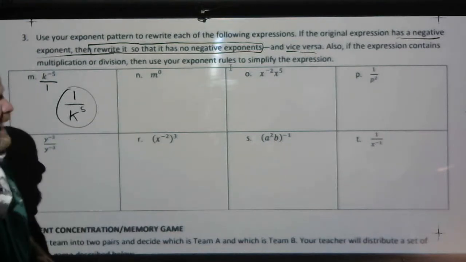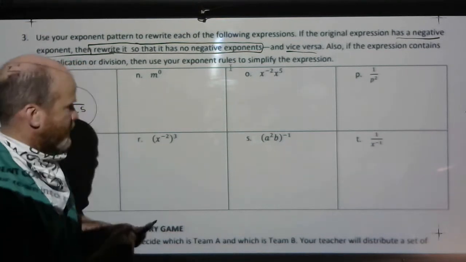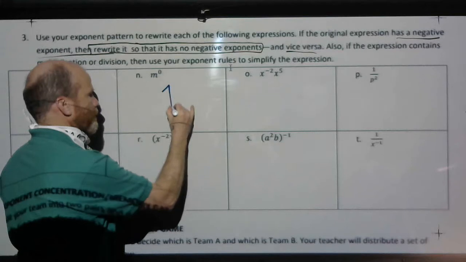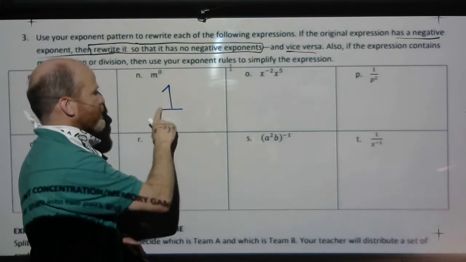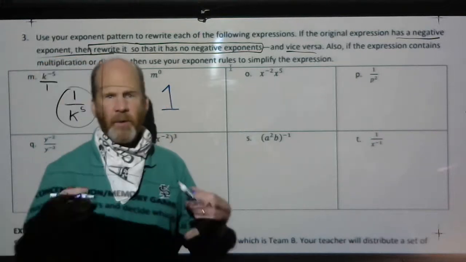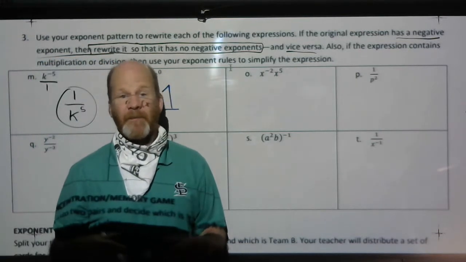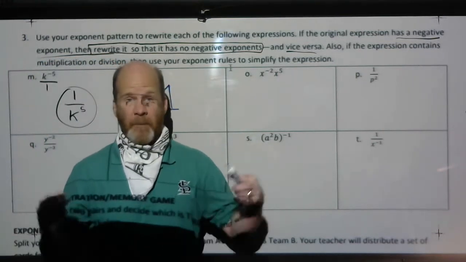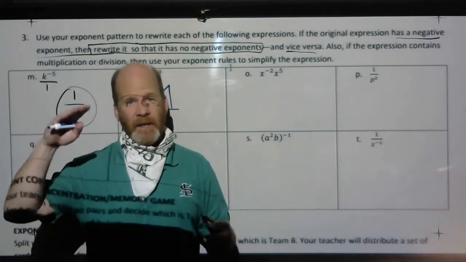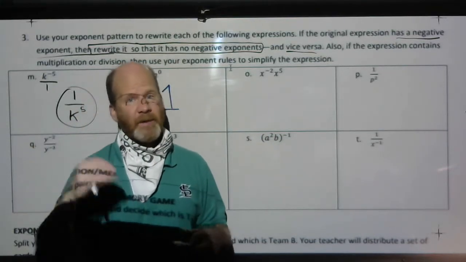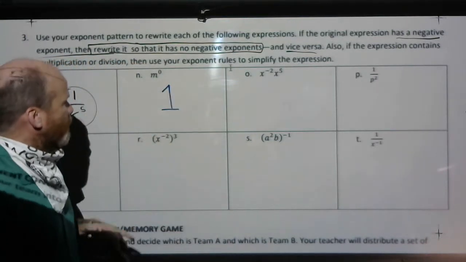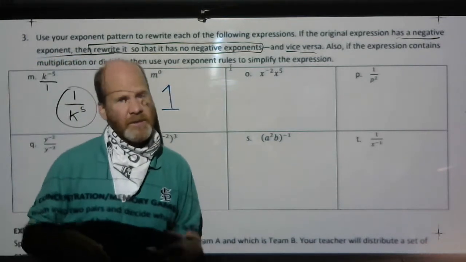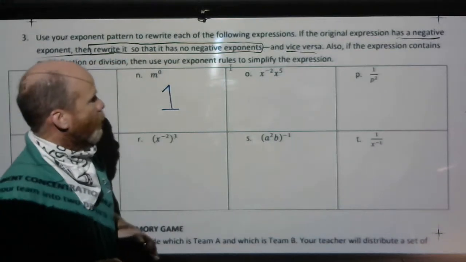This one right here, m to the 0. It's 1. Anything to the 0 power, it doesn't matter what it is, if we put it to the 0 power, it's 1, and we show that by the expanded notation, where numerator, denominator, everything becomes a 1. So no matter what the expression is, if it's to the 0 power, then it becomes a 1.